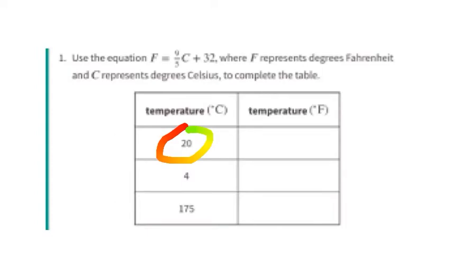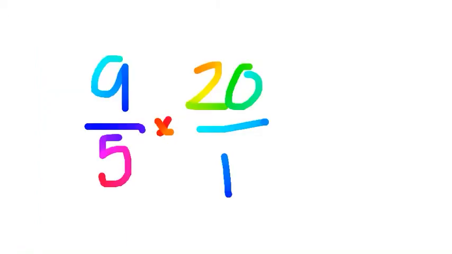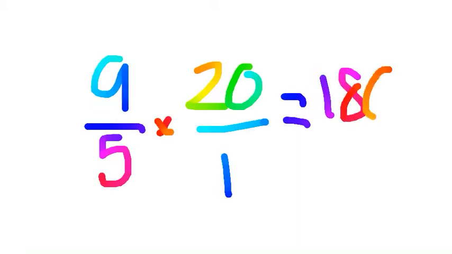Awesome, so if your first step was to multiply 9/5 times 20, then you're great. 9/5 times 20 is going to give me 36. Remember, when I have a whole number times a fraction, I can just make that whole number a fraction as well by putting it over 1. 20 divided by 1 is 20 itself. So I'm going to just multiply across normally. 9 times 20 is equal to 180, and 5 times 1 is equal to 5.